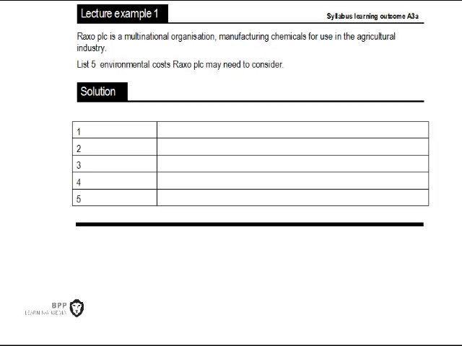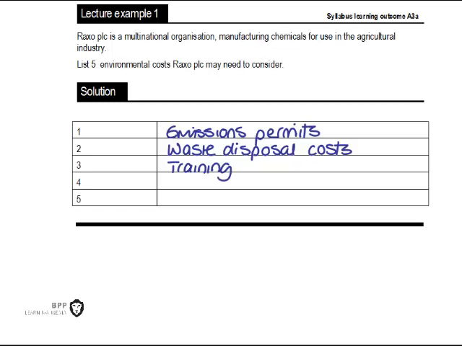Okay, so they may need some emissions permits, so permission to make emissions into the atmosphere. They may have some waste disposal costs. That would also be an environmental cost. Training on environmental issues for their staff. Maybe some fines for any pollution incidents that happen. And any environmental taxes. So you may have come up with some other examples as well.